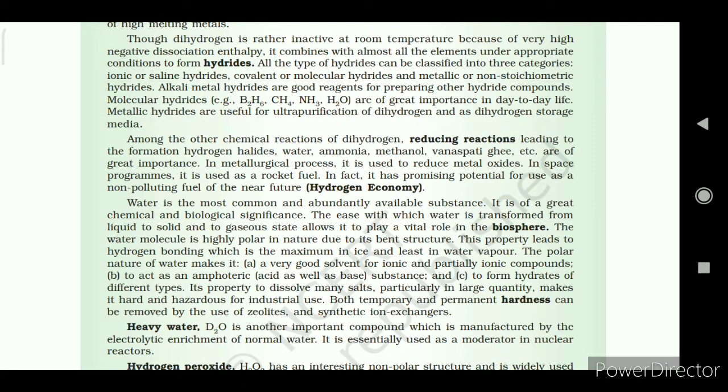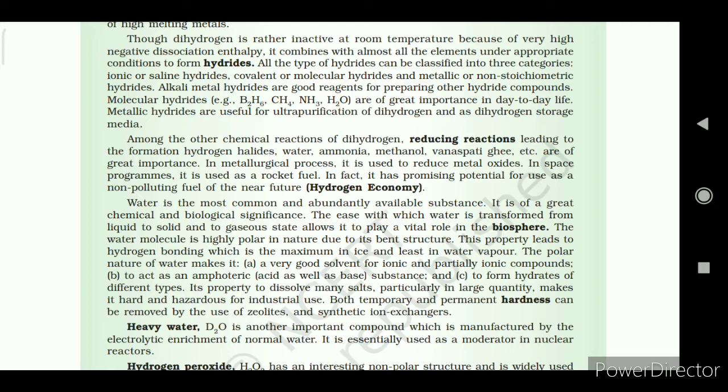In metallurgical processes, it is used to reduce metal oxides. In space programs, it is used as a rocket fuel. In fact, it has promising potential for use as a non-polluting fuel in near future. Water is the most common and abundantly available substance. It is of great chemical and biological significance. The ease with which water is transformed from liquid to solid and to gaseous state allows it to play a vital role in biosphere. The water molecule is highly polar in nature due to its bent structure.